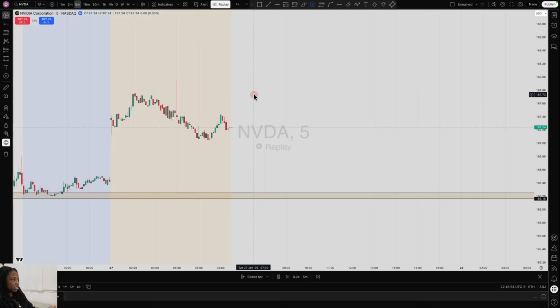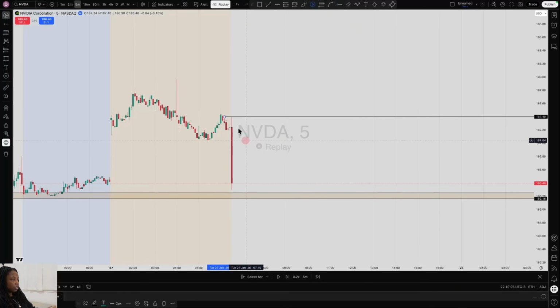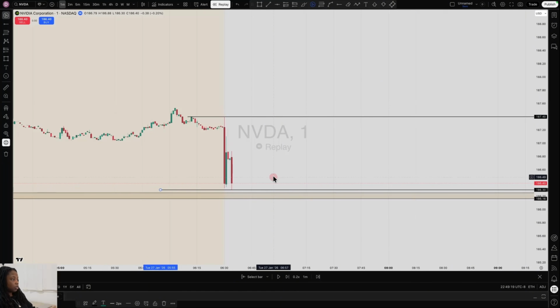Let's see. Okay, first 5-minute candle has formed, very strong. Sellers are in control after the first 5 minutes, right? So now we would go down to the 1 minute and see if we get that strong displacement to the upside or to the downside. You can see that there was strong indecision for the first 5 minutes. It wasn't a strong convincing downside move for the first 5 minutes.